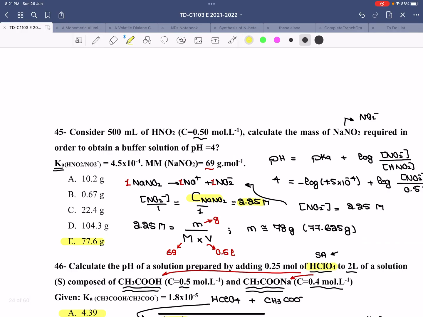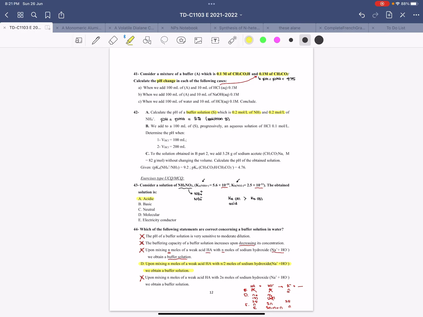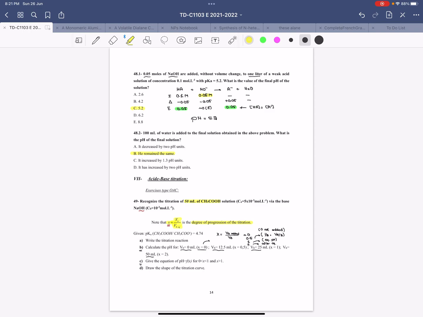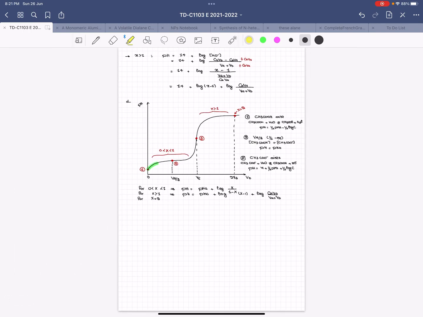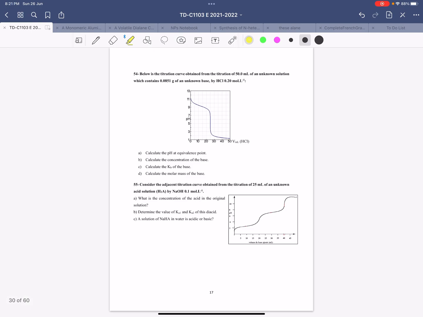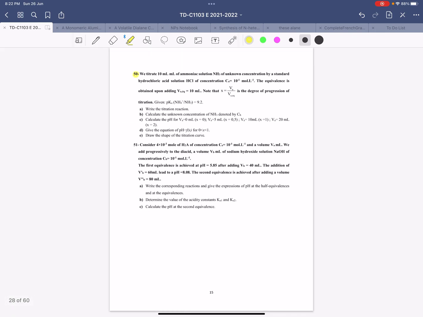So we already finished 43, 44, 45, 46, 47, 48, 49. For next time, please solve number 50, sorry, and 51, 52, 53, 54, and the multiple choice questions till 58 we will do together on Saturday.